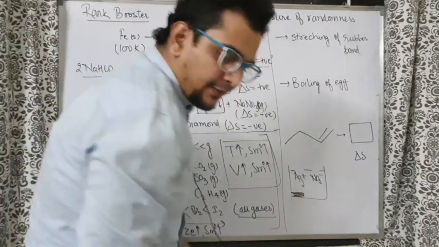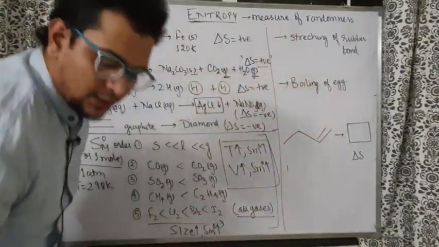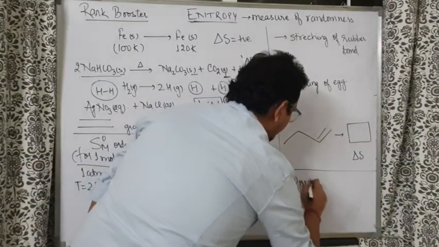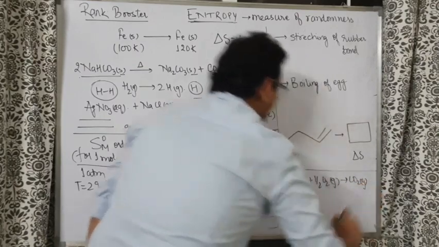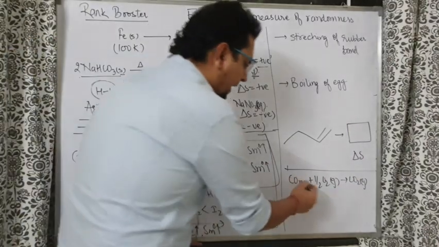Here 2 more examples I will take. Why don't we discuss the examples which have come in metallurgy also. For example, you have CO gas plus half O2 gas giving you CO2 gas here. So look, this is a balanced chemical reaction: gas, gas, gas.